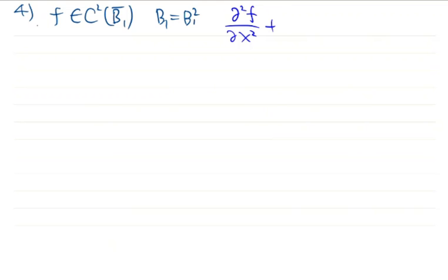Next question 4. F is twice continuously differentiable on the unit disk because we are considering two-dimensional space. B1 is B12, the two-dimensional ball, and F satisfies the equation in this ball, in this unit disk.